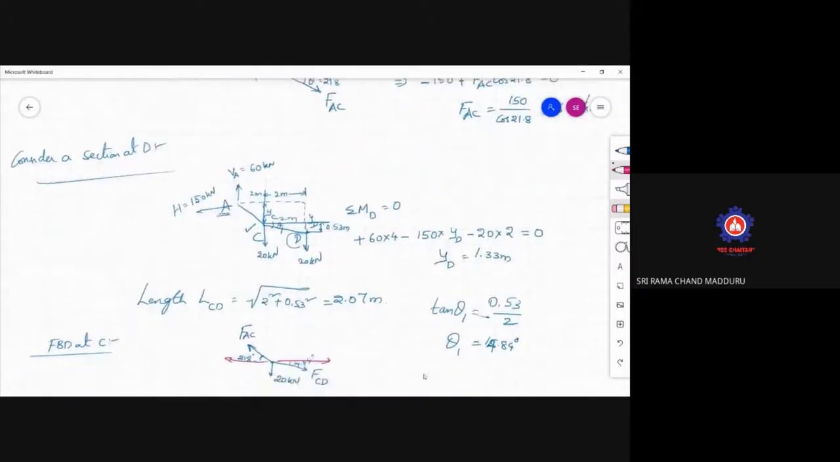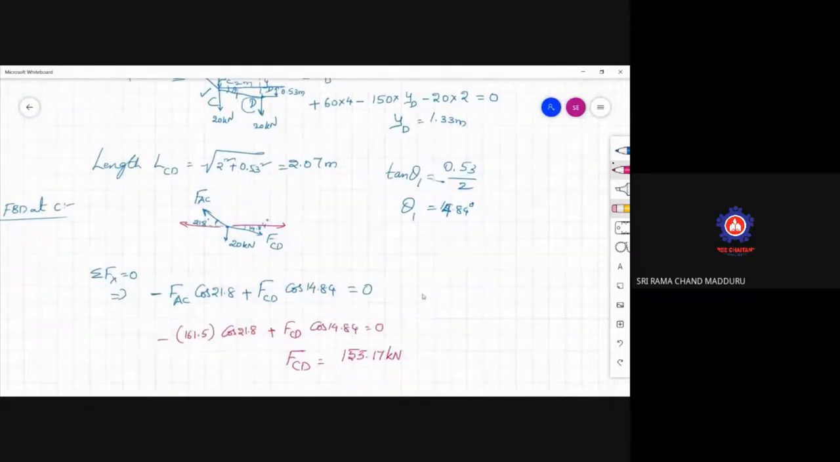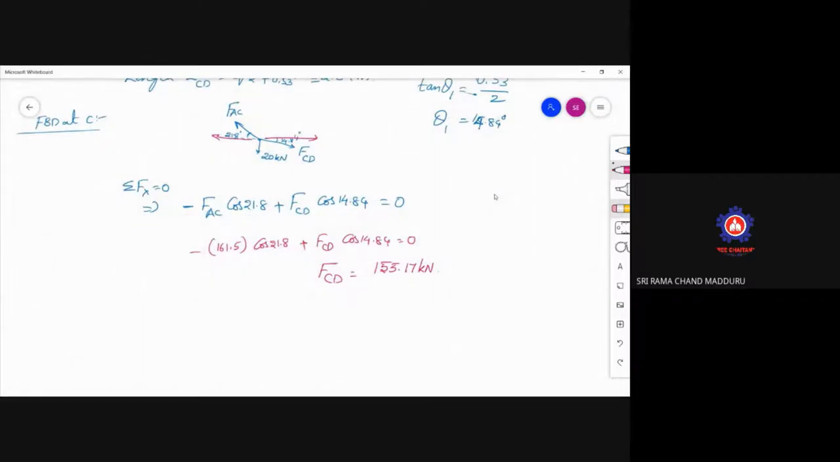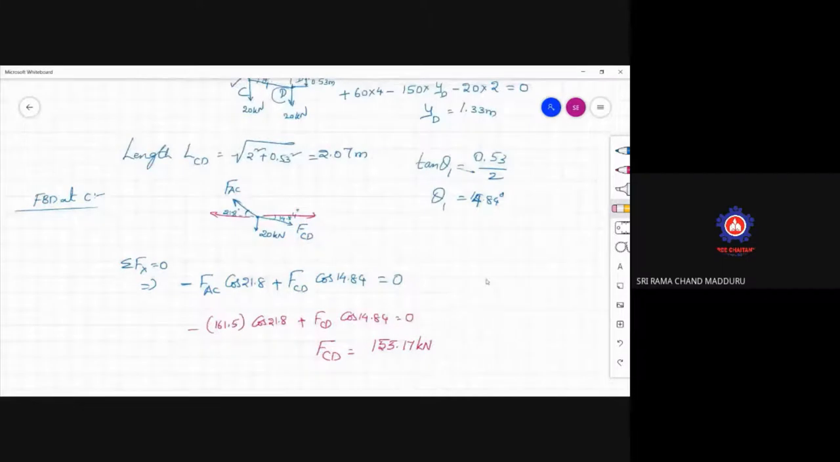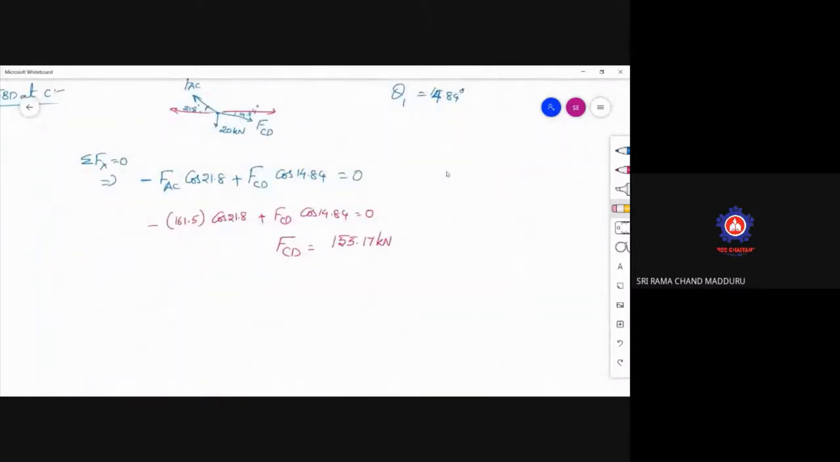Now consider a section at E. Sorry, before the free body diagram we have to consider a section. Wait a second, we need not consider the section. Why? Because already the central dip is 1.6 meters. So, coming to the diagram, A, C, D. For this, the angle is 21.8 degrees. For this, the angle is 14.84 degrees. Now, at D to E, another member is also moving. So this is called 1.6 meters.